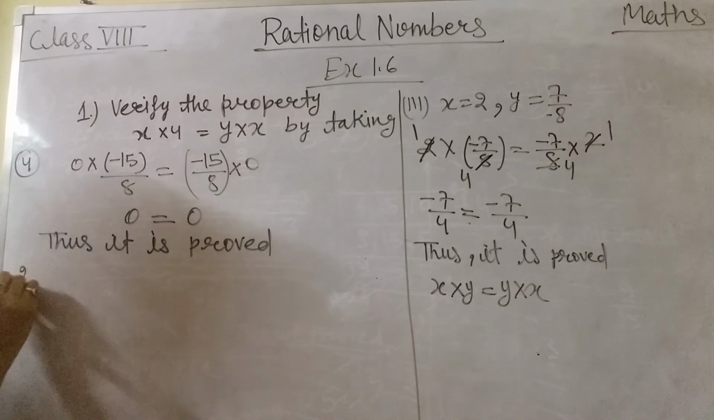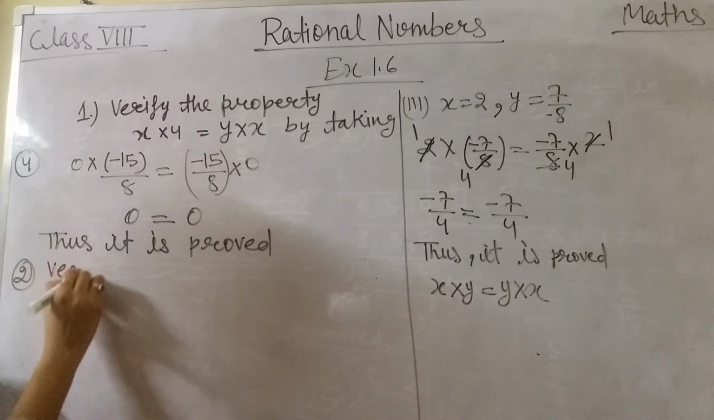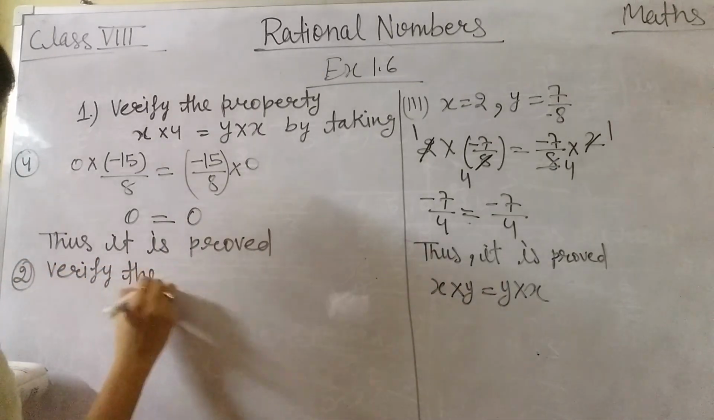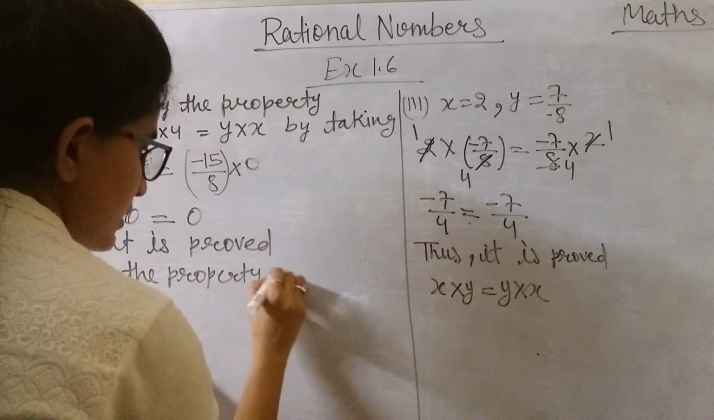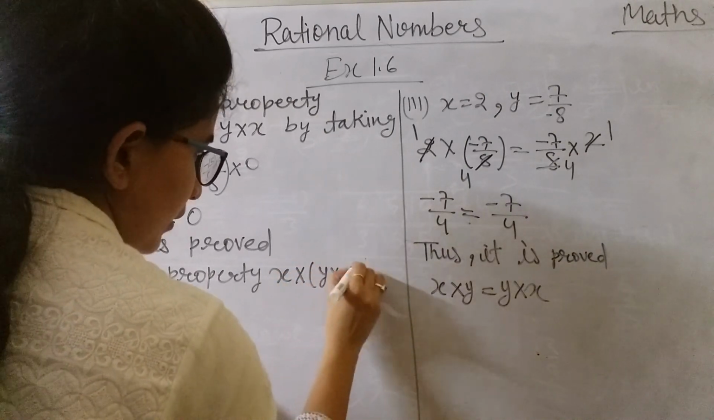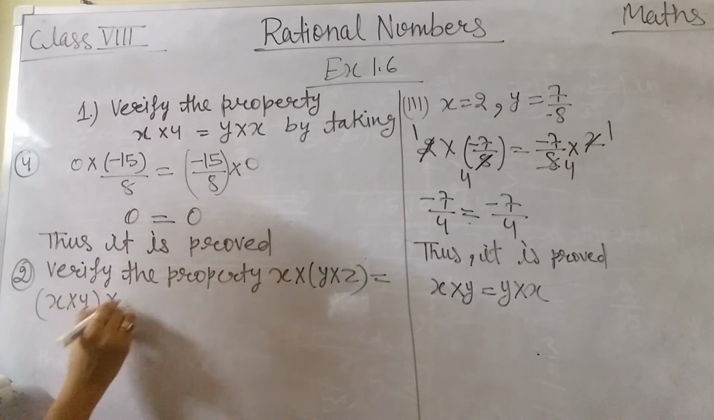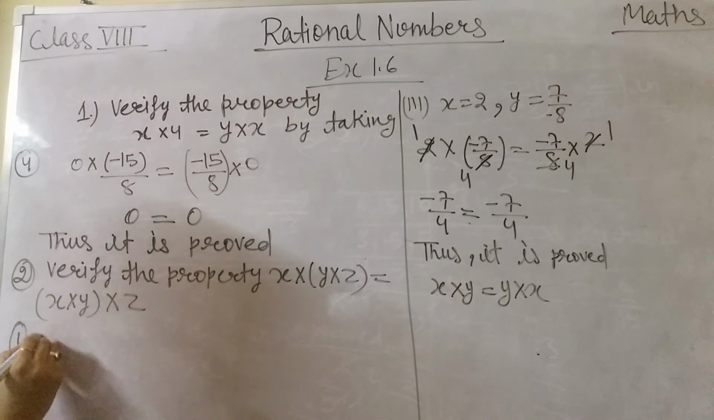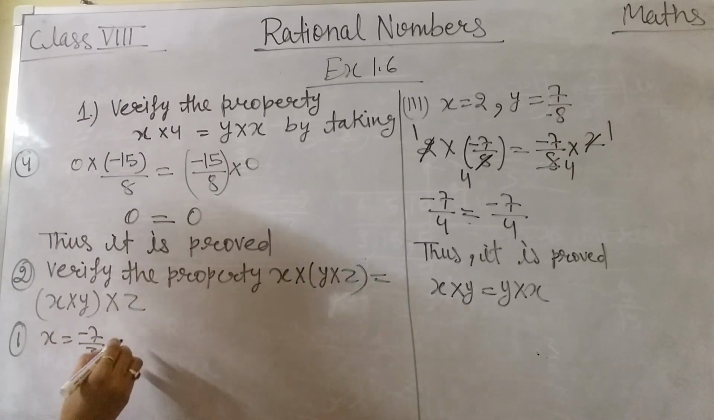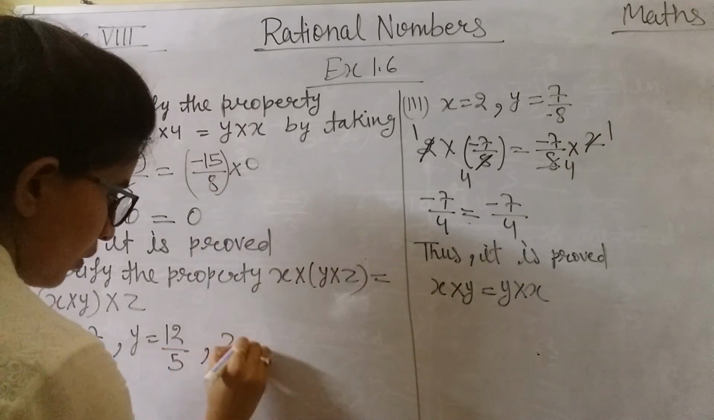Now we have question number 2. Verify the property x into y into z equals x into y into z. And the terms are x is minus 7 upon 3, y is 12 upon 5 and z is 4 upon 9.